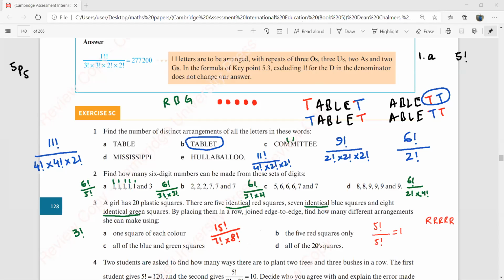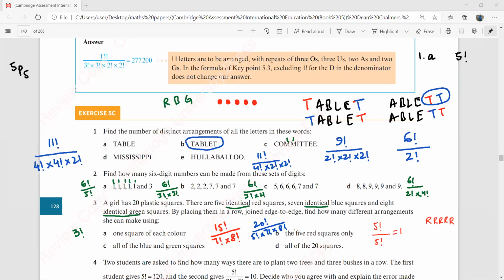And then it says all of the 20 squares. Let me ask Farheen, beta, all of the 20 squares. Sir, I'm not sure, but 20 factorial over 5 factorial into 7 factorial into 8 factorial. Exactly, this is the right answer, beta, because now you're going to arrange all 20 of them. So this is 20 factorial, and then you have the 5 red, 7 blue, and 8 green. So that is 20 factorial over all of this.